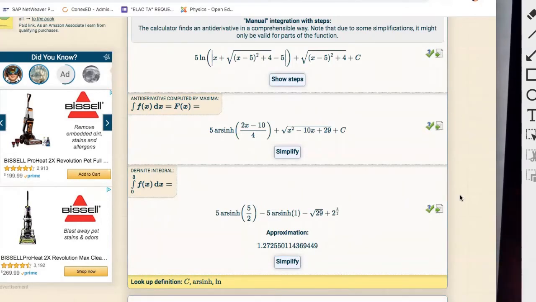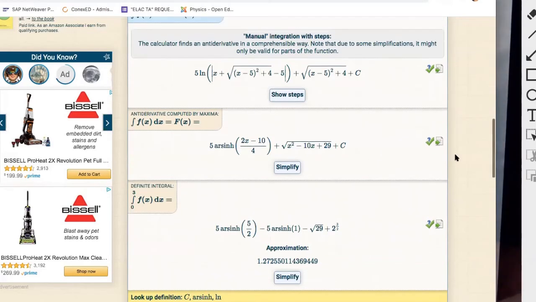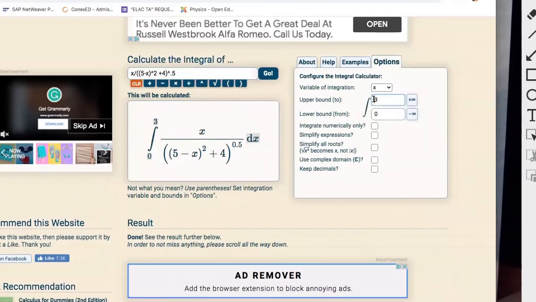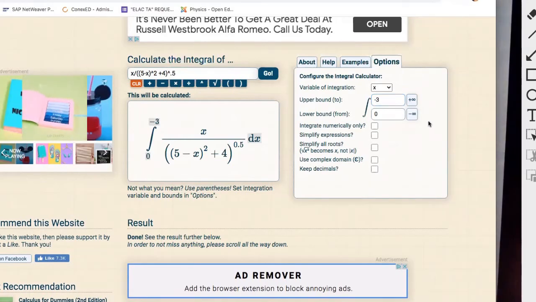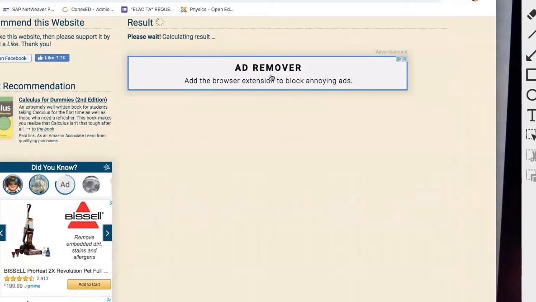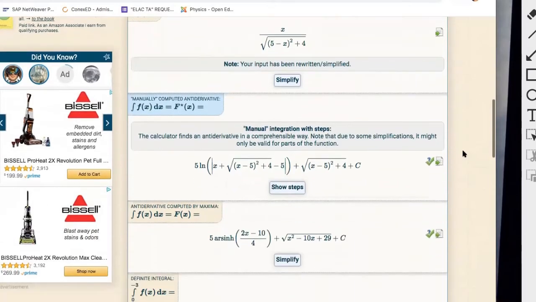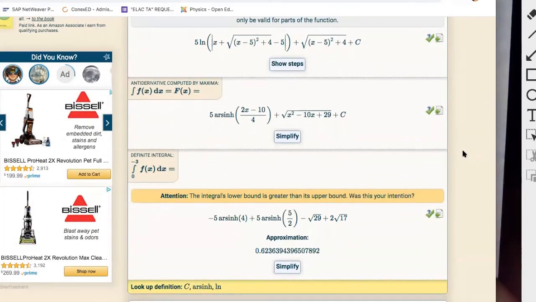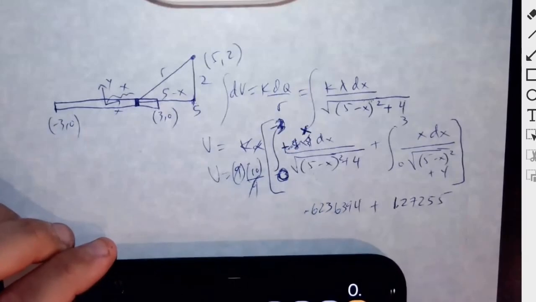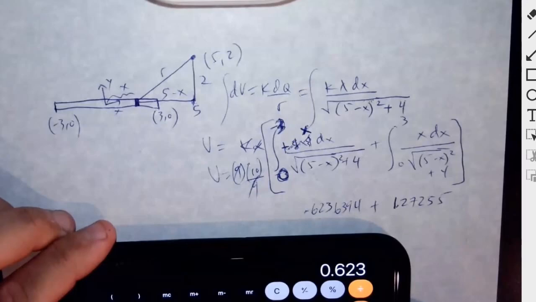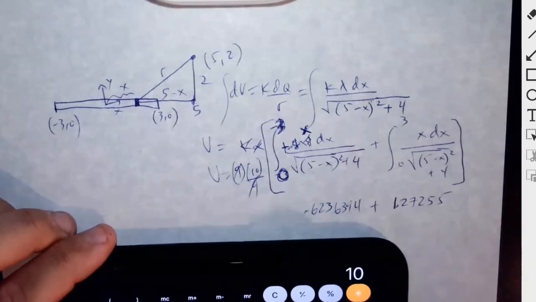1.27255. Okay, and then the other one, we go from 0 to -3. 0.6236394. Okay, so 0.6236394 plus 1.27255, times 10. Yep, 18 volts.